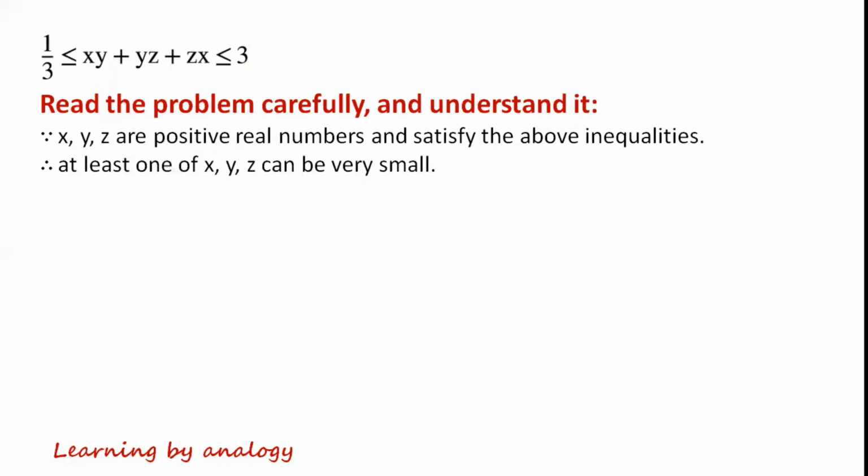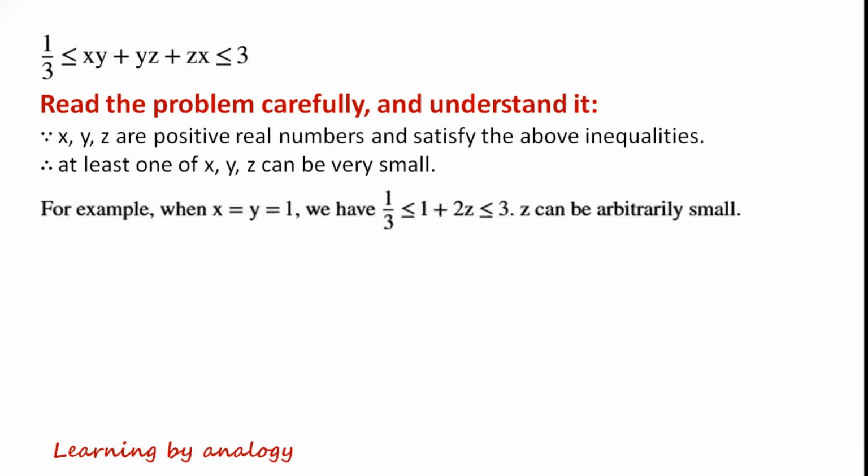Because x, y, z are positive real numbers and satisfy the above inequalities, at least one of x, y, z can be very small. For example, when x = y = 1, we have 1/3 ≤ 1 + 2z ≤ 3. z can be arbitrarily small.